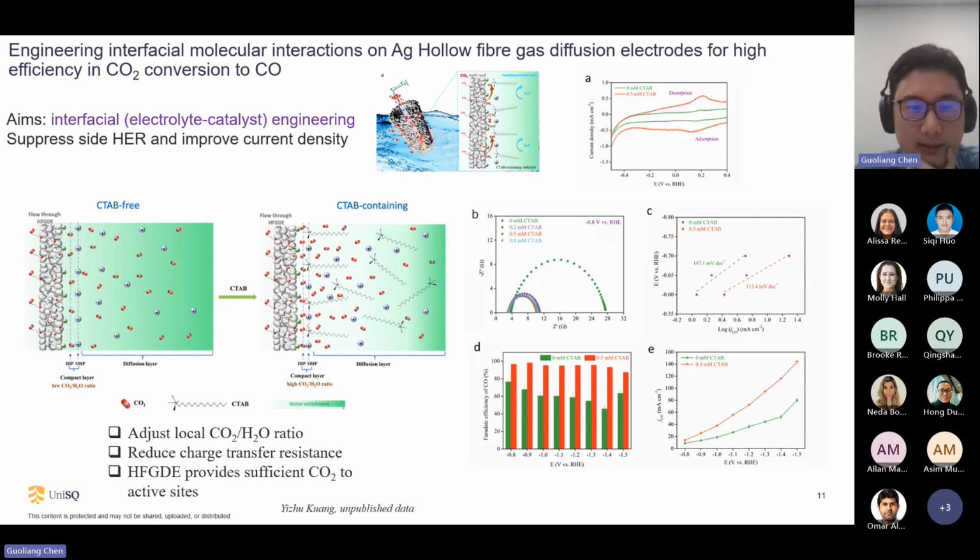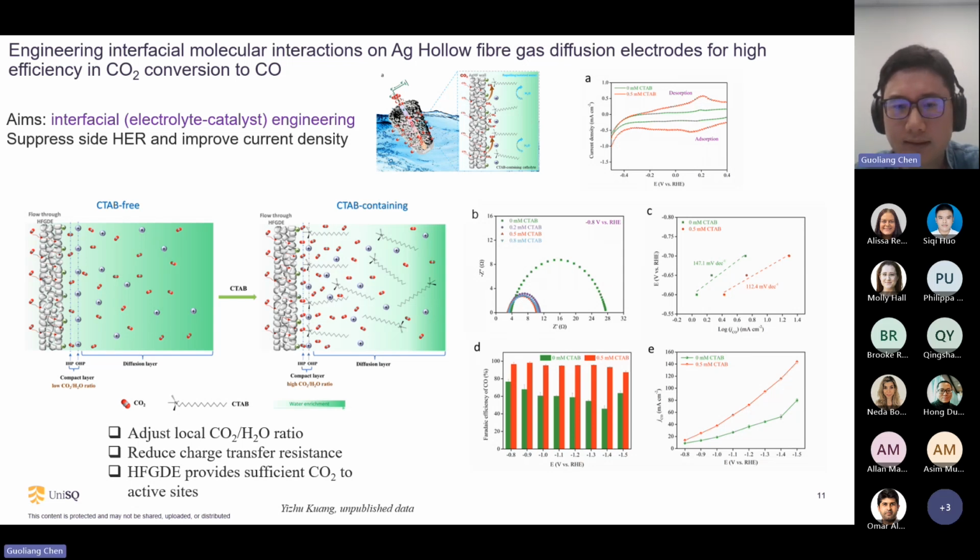Here we see that when the electrolyte contains CTAB, it is actually in a disordered state. But when you apply the potential, the electrode becomes negative and there will be some charge here. When you increase the potential, the CTAB head with the positively charged nitrogen will closely attach to the electrode surface, and the tail of CTAB will be in a vertical shape. So it will form a very compact layer on the electrode. Due to this kind of interaction, it can expel the water, thus increasing the local CO2 to water ratio and facilitating the CO2 reaction.